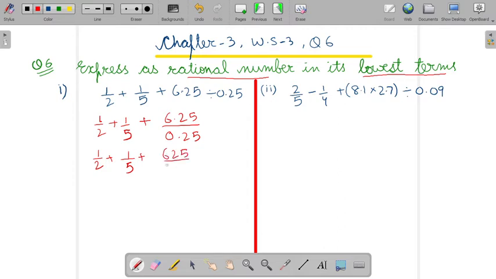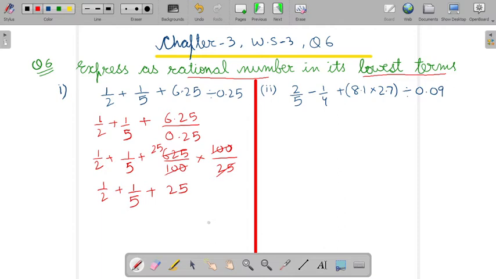So 625 upon 100, multiply in the denominator 25, and its 100 will be on the upper side, so that you can cancel the term here, and this and 625 will be cancelled out. So you will be getting 25. So 1 by 2 plus 1 by 5 plus 25.